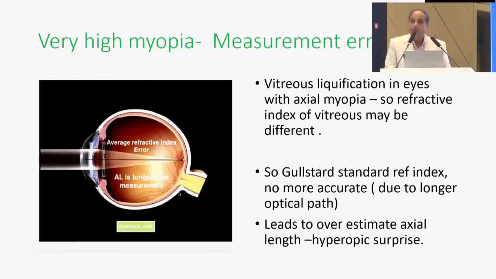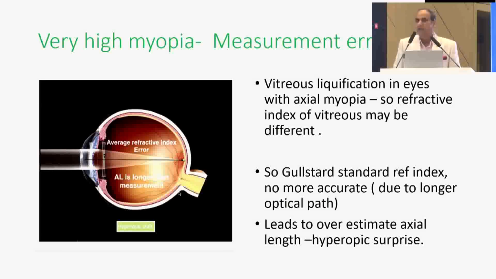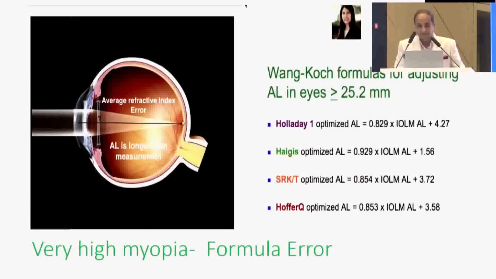Why do we have measurement errors in high myopia? There is a vitreous liquefaction in eyes with axial myopia, and so the refractive index of vitreous may be different. For us till now, the refractive index was like one glove fits all, but now we have understood that different parts of the eye will have different refractive index. So the Gullstrand standard refractive index is no more accurate due to the longer optical path, and it also leads to an overestimate of the axial length, especially giving you a hyperopic surprise.